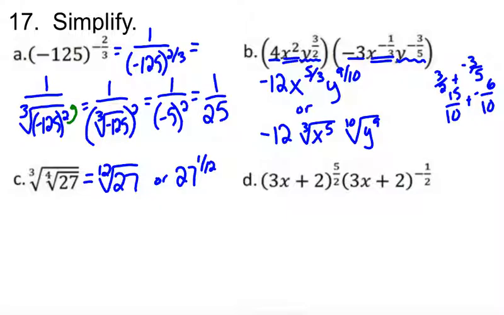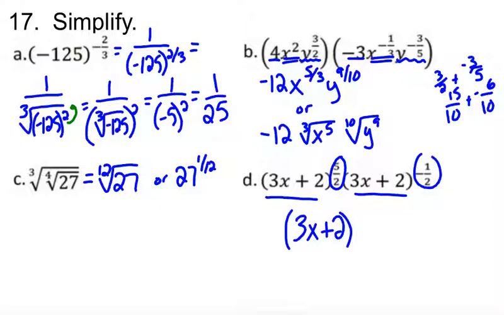Okay, last one. 3x plus 2 to the 5/2 and 3x plus 2 to the negative 1/2. Notice since the bases are the same, I can add my exponents. So this is going to be 3x plus 2, 5/2 plus negative 1/2 is just 4/2, which is the same thing as 3x plus 2 squared. And I'm totally fine with that answer. If you really wanted to FOIL it all out, you definitely could, but you don't have to.